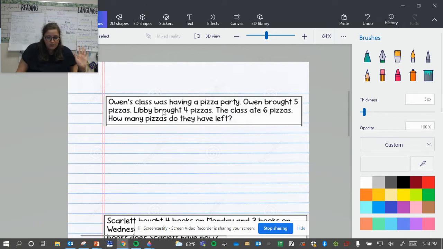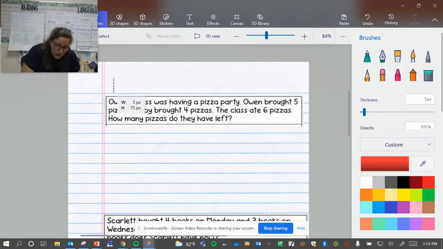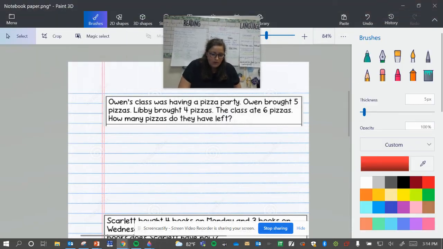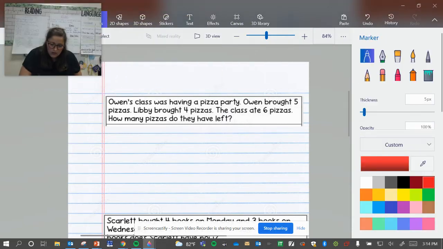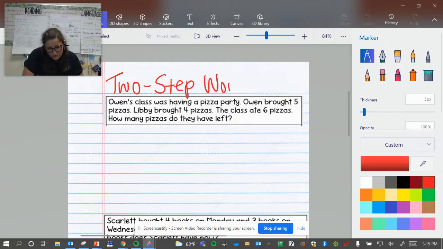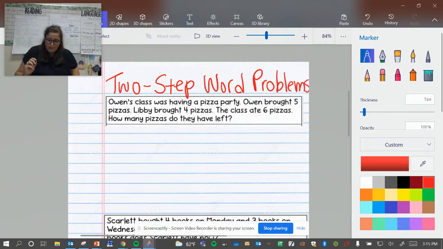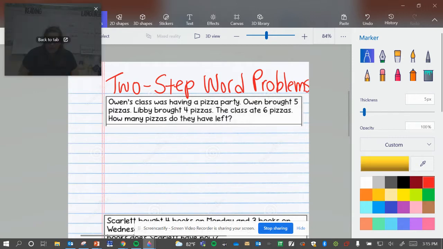So you already have these glued into your journal, right? They're already in there. And what we're going to do is we're just going to draw a couple of things. So we're actually just going to write number sentences. But first, before I do that, I need to write my title, which is two-step word problems. Barely fit that S. All right, so we're going to use this color right here, this pretty gold.